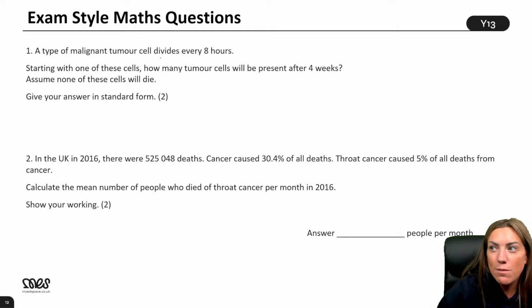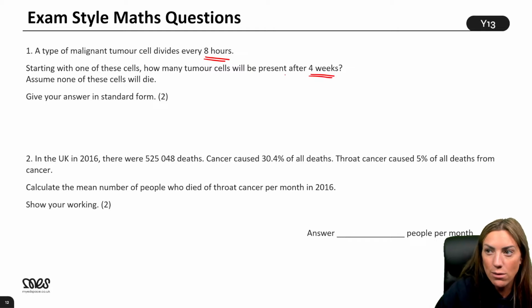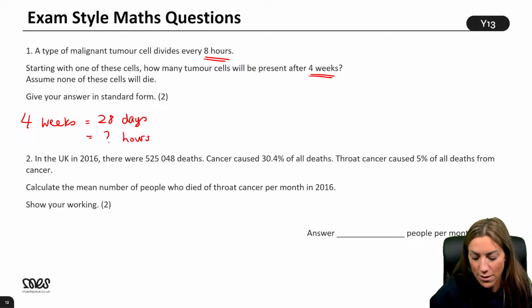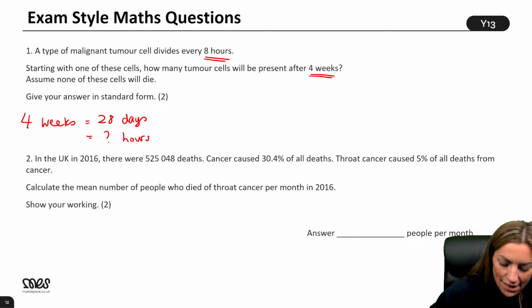We've got a tumour cell that divides every 8 hours. Starting with one of these cells, how many tumour cells would be present after 4 weeks? Do we know how to do these questions? Shall I give you a bit of time to get a calculator?